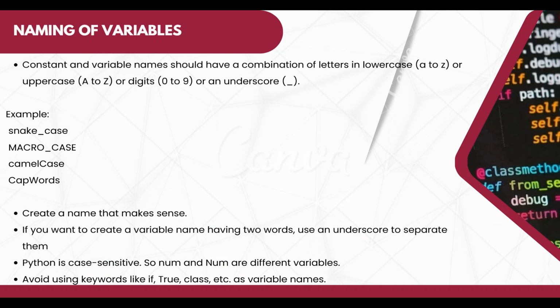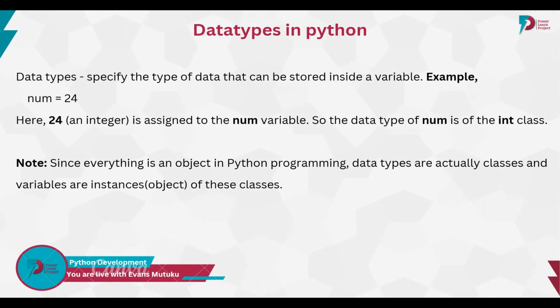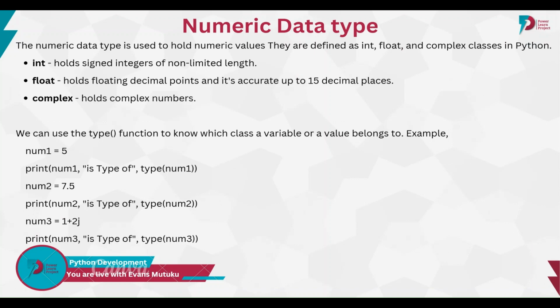So we have defined those different ways of naming variables. Let's get into another example, data types in Python. What are data types? In any programming language, data types specify the type of data that can be stored inside the variable. So the type of data that is being stored is what we call a data type. For example, the number 24 is an integer data type. We have other different data types as well.